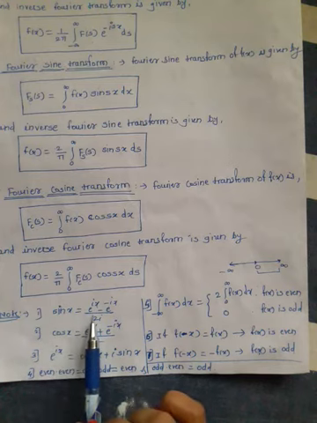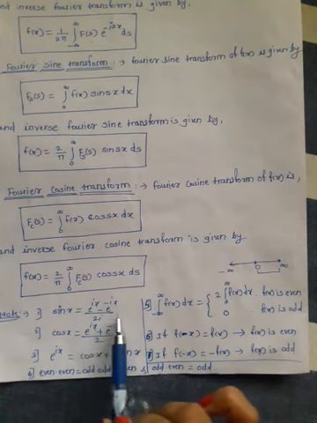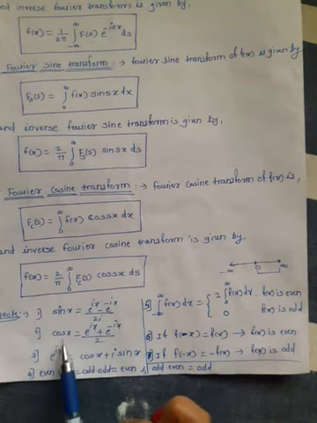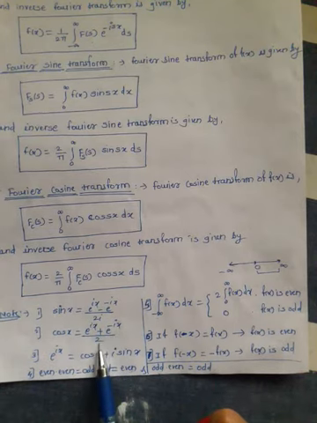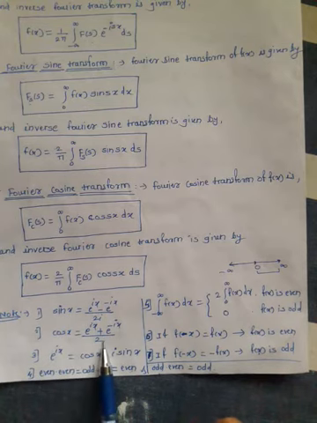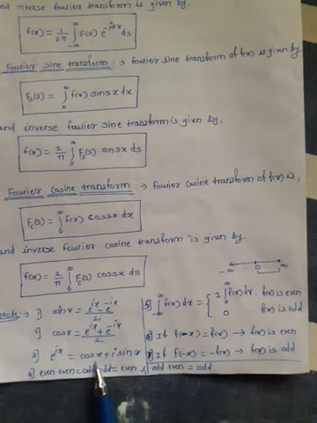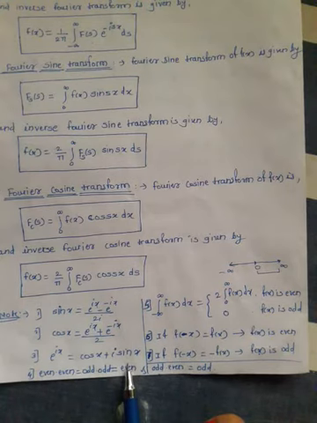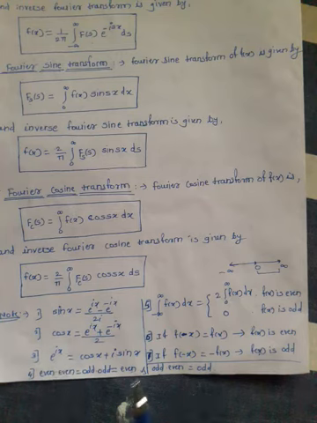Sin x, this is the basic definition of sin x, that is e raised to ix minus e raised to minus ix upon 2i, while cos x is equal to e raised to ix plus e raised to minus ix upon only 2. For sin, i is there in the denominator, for cos only 2 is there. Okay, again e raised to ix is nothing but cos x plus i sin x. This is the formula of e raised to ix.